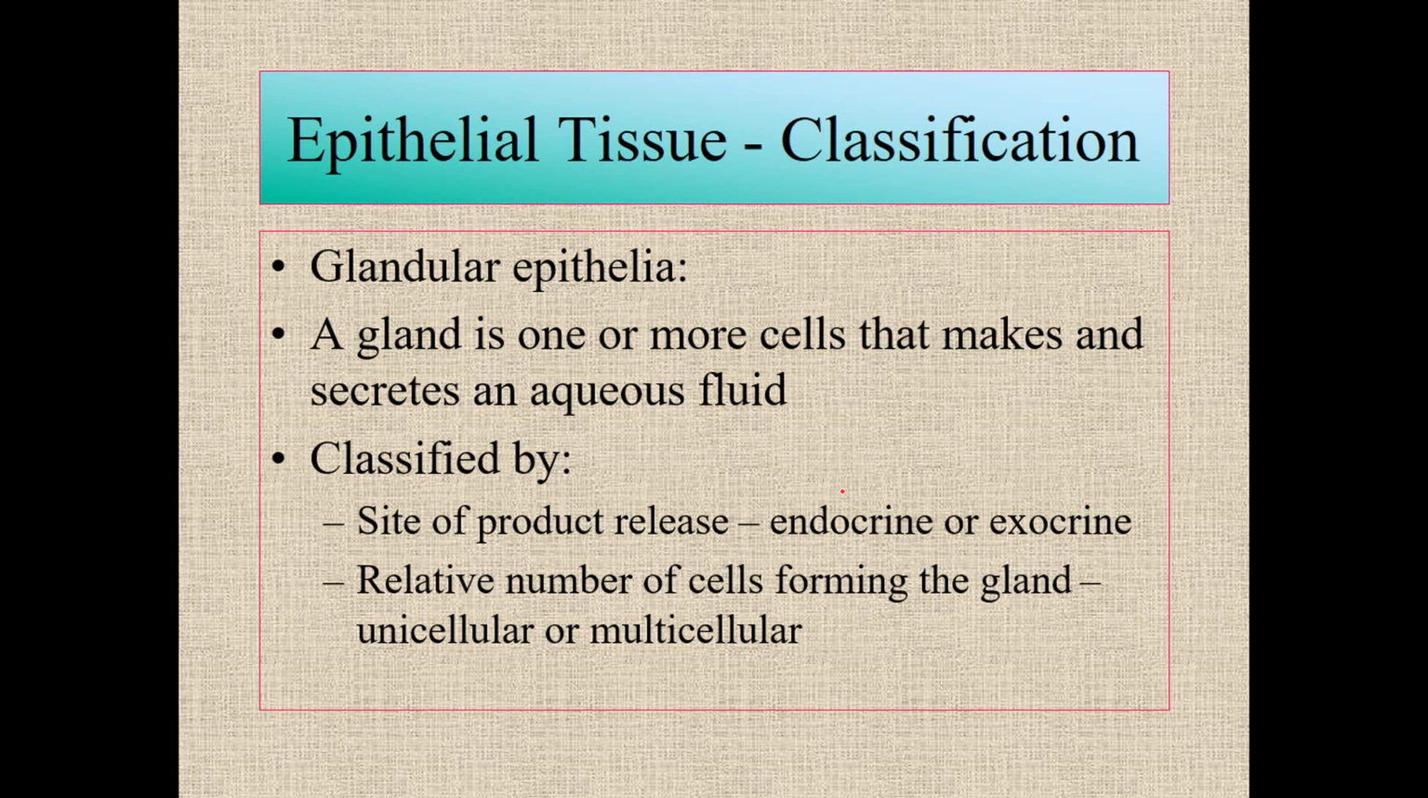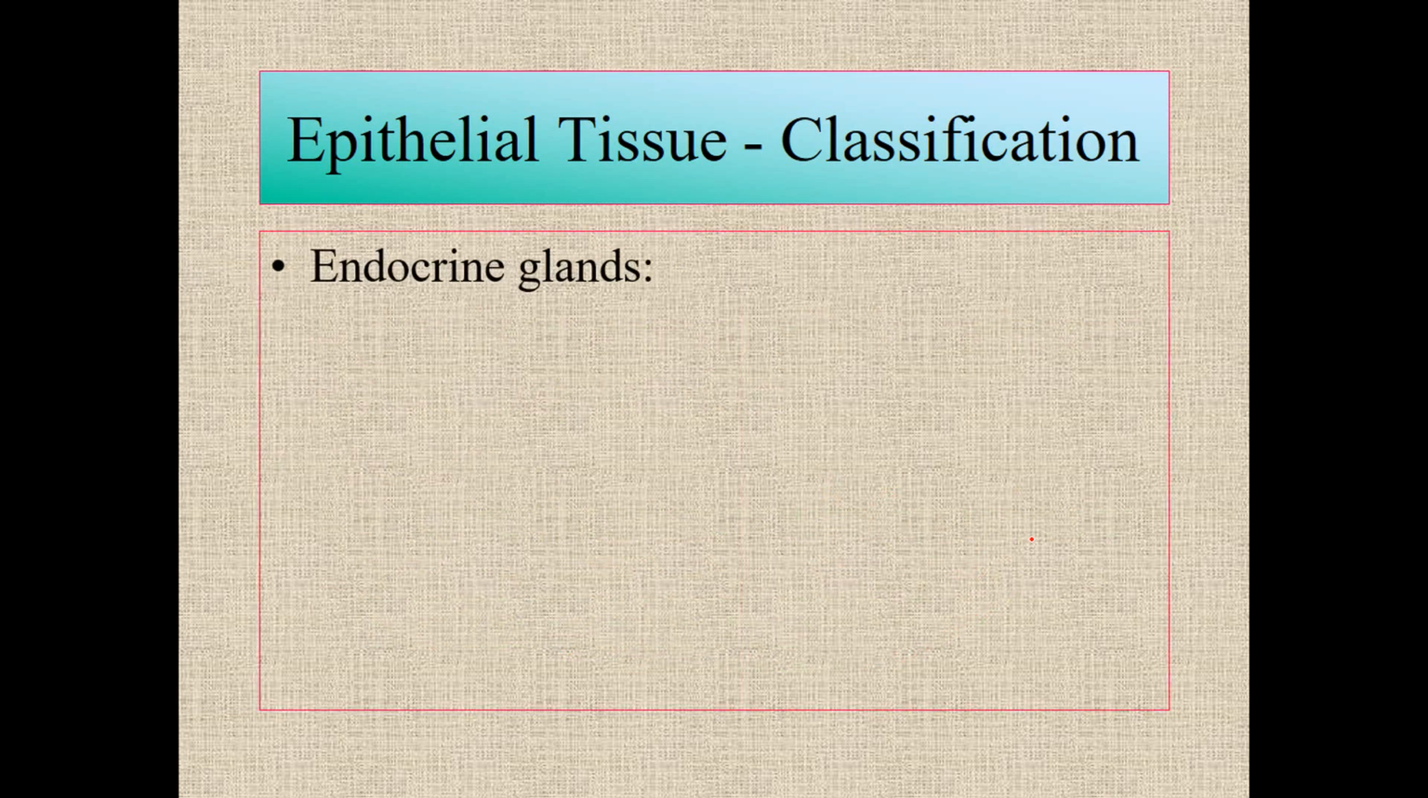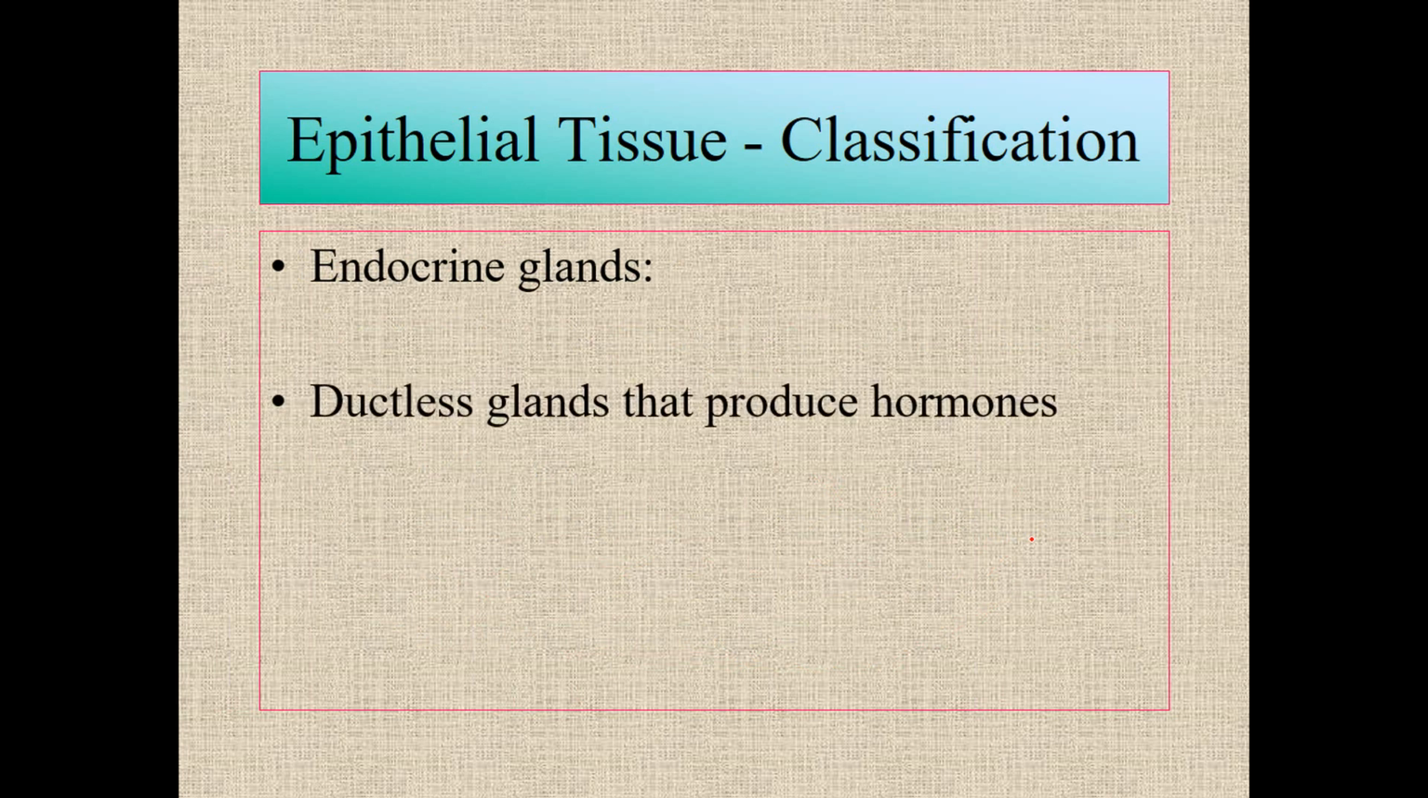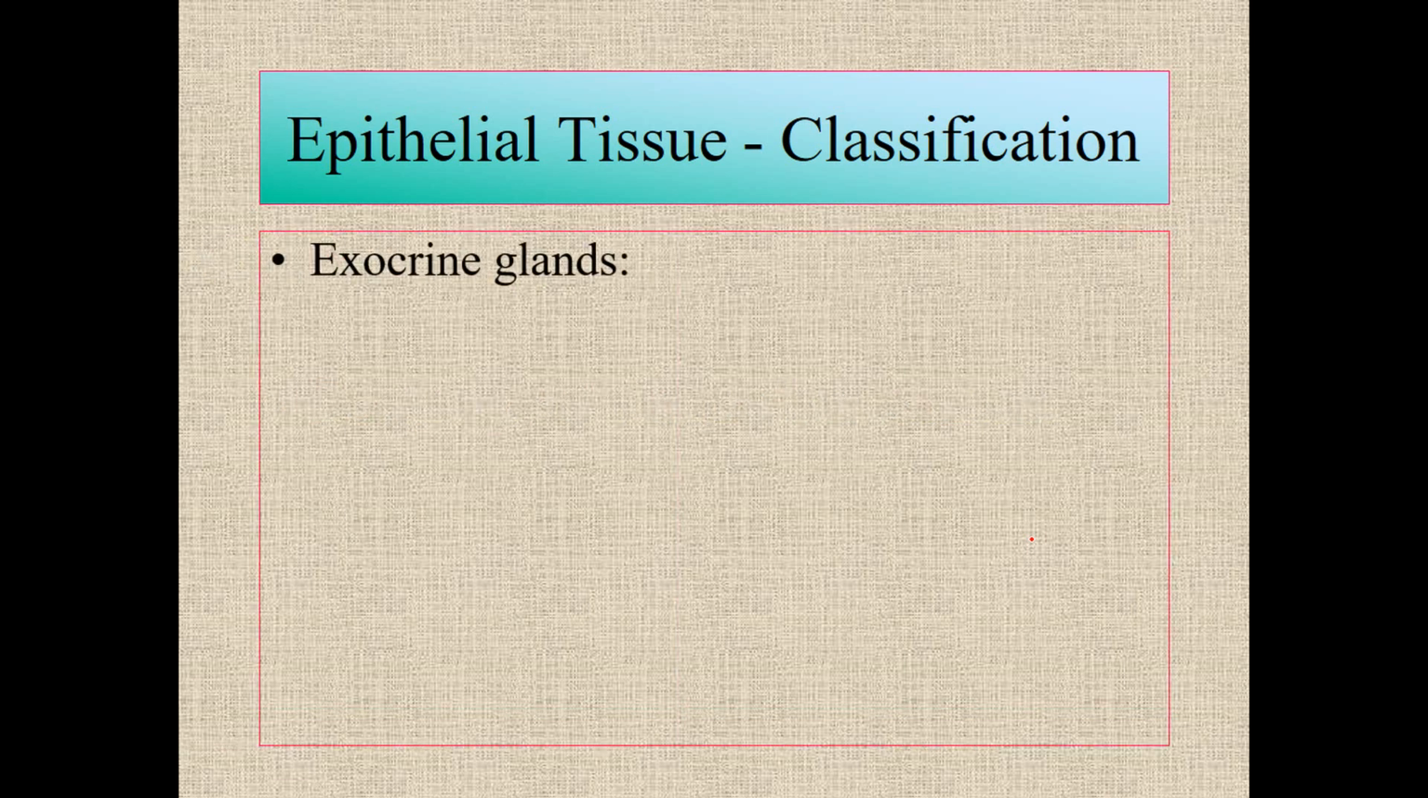Keep in mind, for endocrine we're just going to define it, and then for exocrine glands, we're going to take a look at exocrine unicellular and exocrine multicellular. First we'll go over these two, then we're going to break the exocrine down into unicellular and multicellular, and then further break that down. Endocrine glands are simply ductless glands that produce hormones. That is the end of our discussion of endocrine glands, simply because we're going to be taking a look at that in 169.